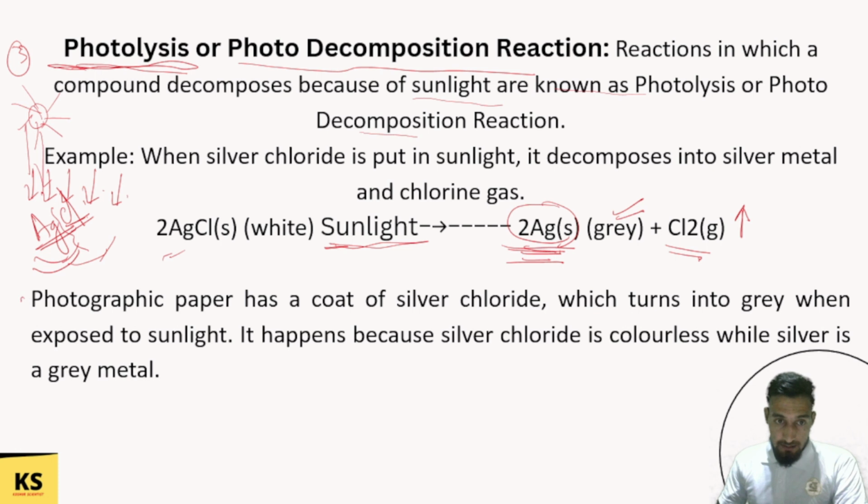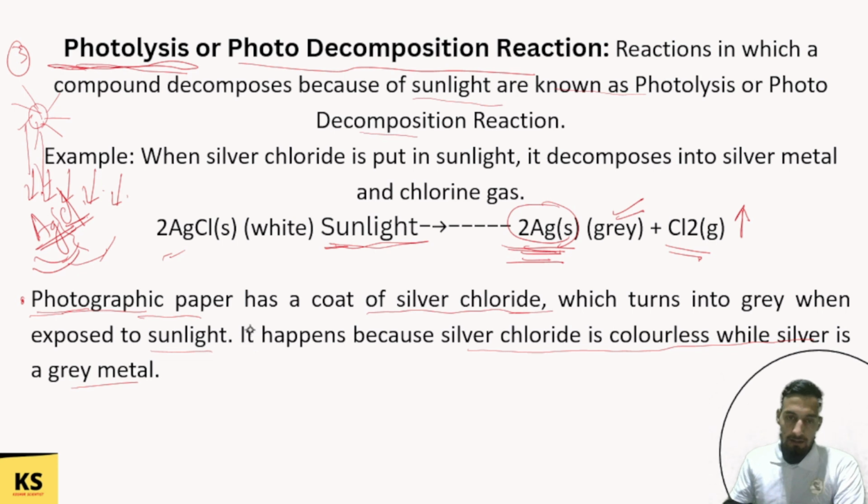Now what is this? Photographic paper has a coat of silver chloride. Photographic paper is not used nowadays, but earlier when there were bigger cameras, they used these photographic papers, which turn gray when exposed to sunlight. It happens because silver chloride is colorless while silver is a gray metal. This photographic paper might be available in the market as well. This photographic paper has a coat of what? Silver chloride.